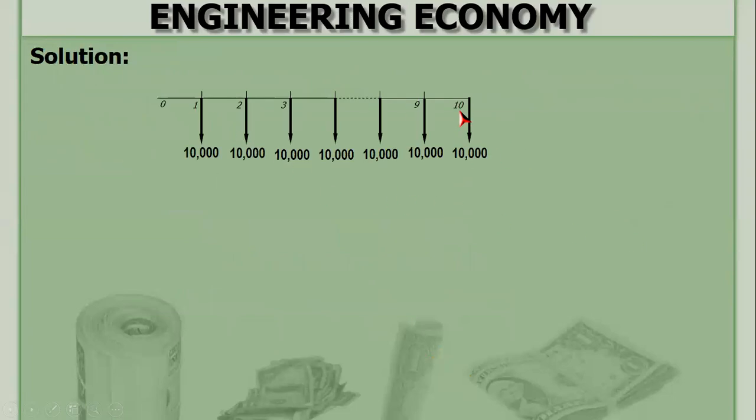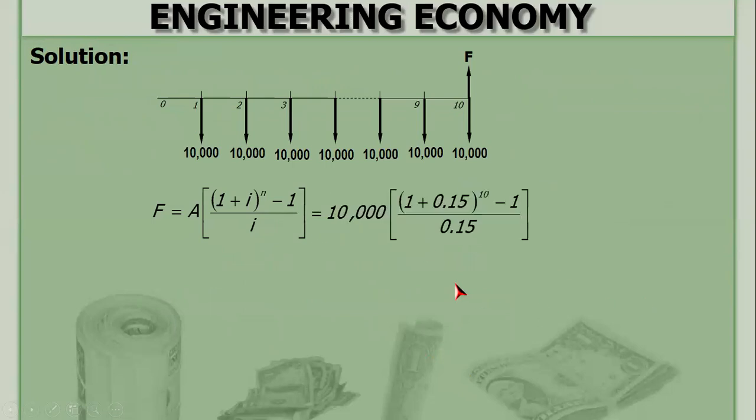So this is our cash flow. Formula naman sa F. This is the formula sa F. And then direct substitution. After that, you compute. F is 203,037.18.